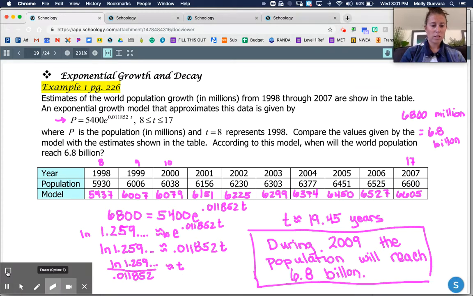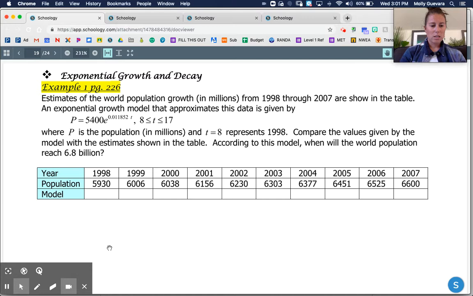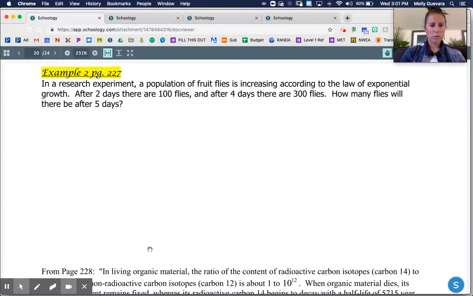So let's go ahead and scroll down and look at example 2. Okay, so example 2 says, in a research experiment, a population of fruit flies is increasing according to the law of exponential growth. Well, if it's exponential growth, I know it's going to be y is equal to a times e to the bx, because for exponential decay, this would be a negative, okay? After 2 days, there are 100 flies, and after 4 days, there are 300 flies.